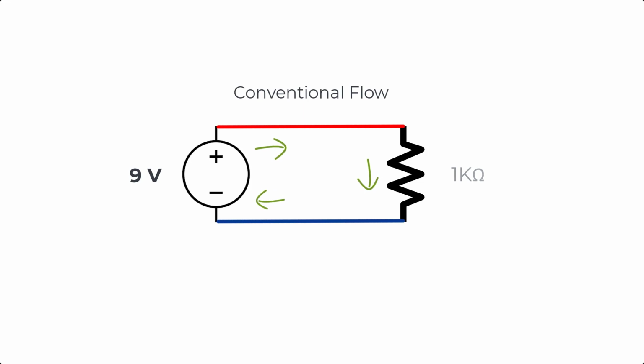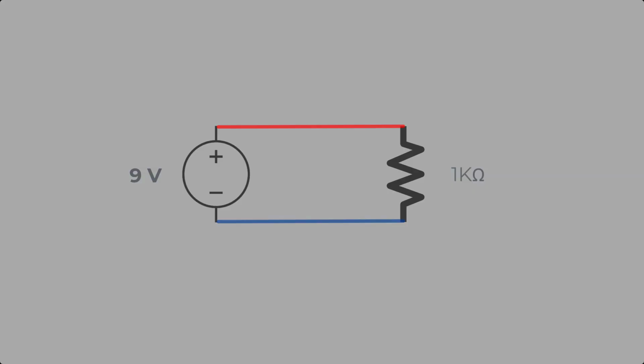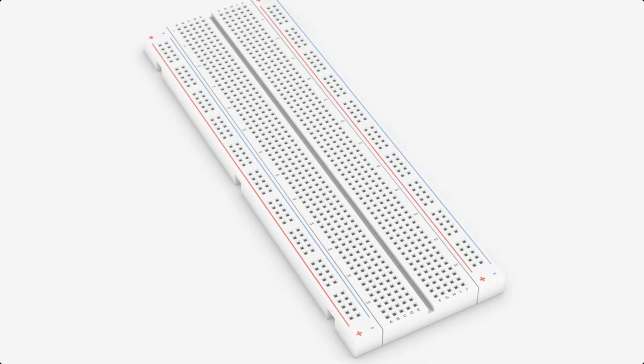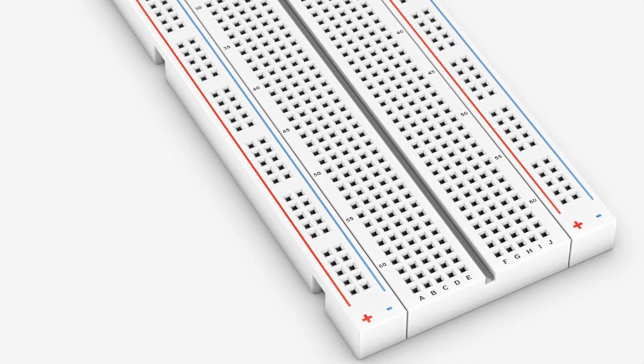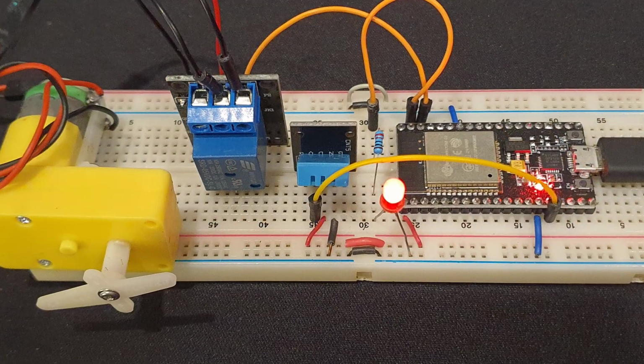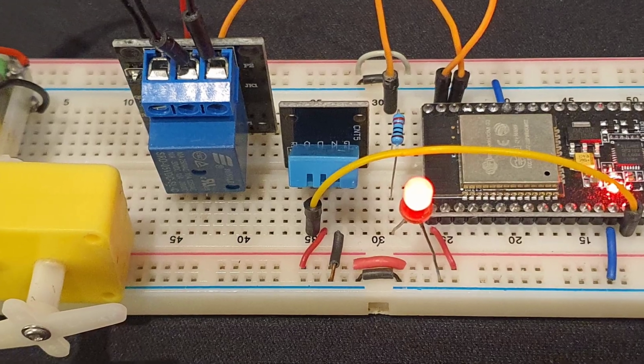So now, if we're going to implement this given circuit diagram using actual electric components like battery, connecting wires, and resistors to perform experiments and prototyping, we need to learn how to use a breadboard. A breadboard is an essential tool in the world of electronics, used for prototyping circuits without the need for soldering. Its grid of interconnected holes allows for easy placement and connection of electronic components.